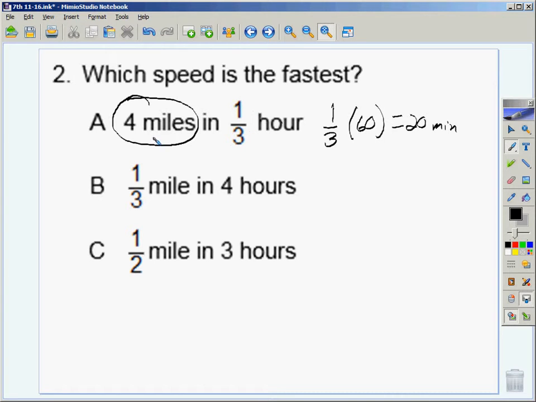Listen, if I went 4 miles in 1 hour, it still would have been going faster than 1/3 of a mile in 4 hours, wouldn't it? Yes, it would. It still would have been faster than going 1/2 mile in 3 hours, wouldn't it? Right. I did not have to do any of the division, because 4 miles in less time, the obvious answer had to be A. I just looked at the words, like 4 miles. It's possible I made a mistake. If I did, bring it up at the end, and I'll fix it. Okay?